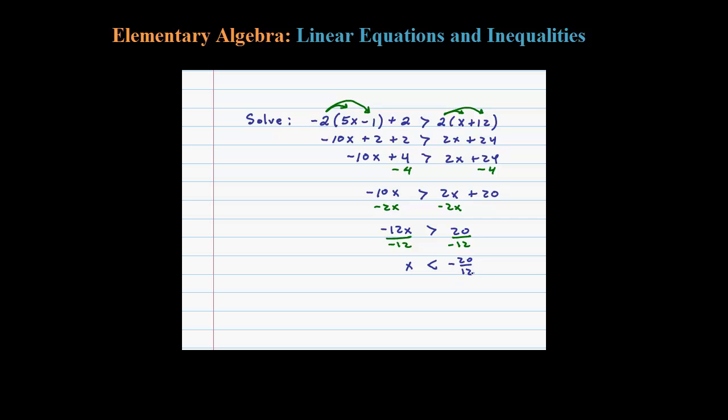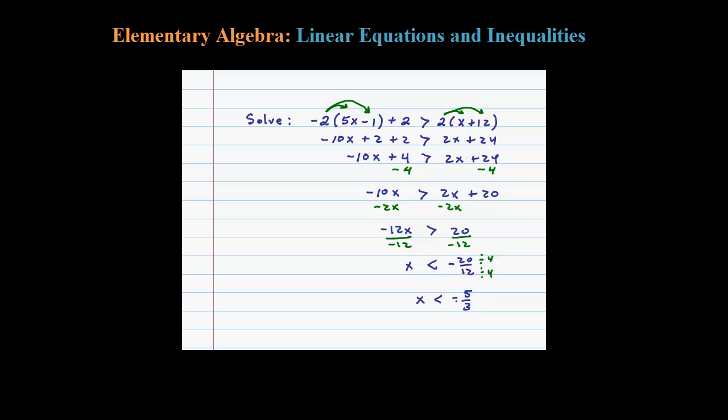And I notice 4 goes into 20 and 12, so let's go ahead and divide numerator and denominator by 4 and get our answer here. X, all the numbers less than -5/3. 20 divided by 4 is 5. 12 divided by 4 is 3. So any number less than -5/3 should solve the original inequality.